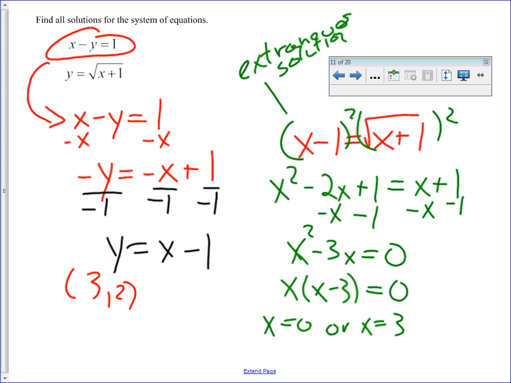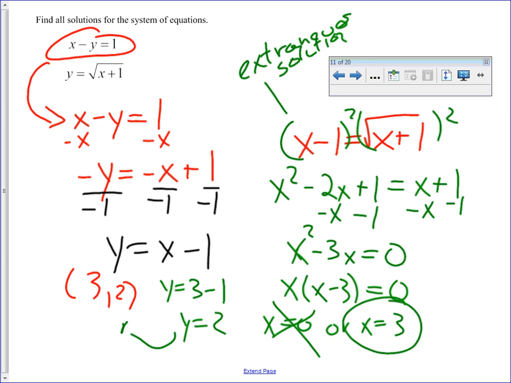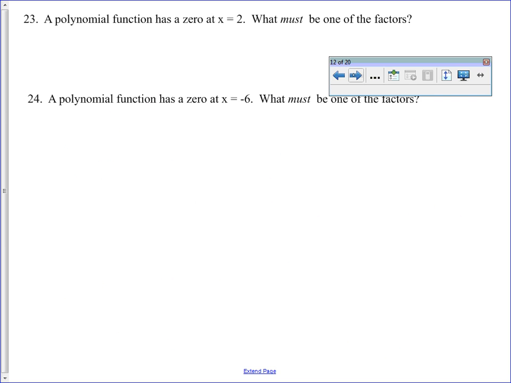So if I plug in 0 for x, I get y equals negative 1. But if I plug in 0 for x here, I get y equals positive 1. So this is an extraneous solution. The only solution that works is this one. And y equals x minus 2, so y equals. And so on this problem, it was definitely easier to use the calculator.